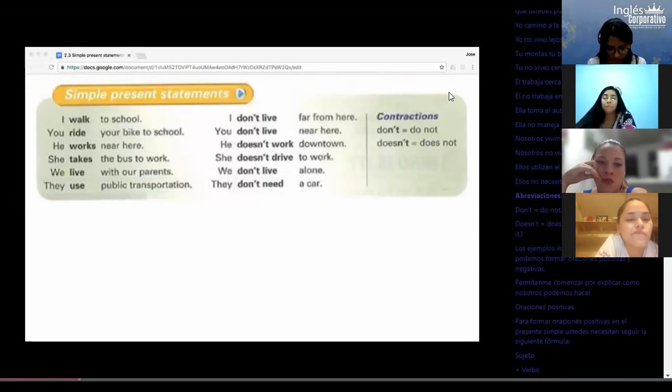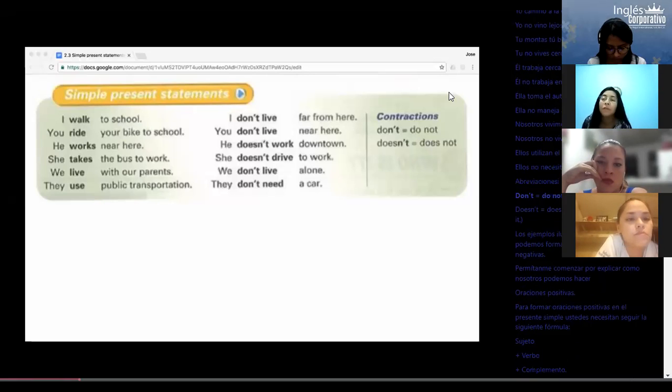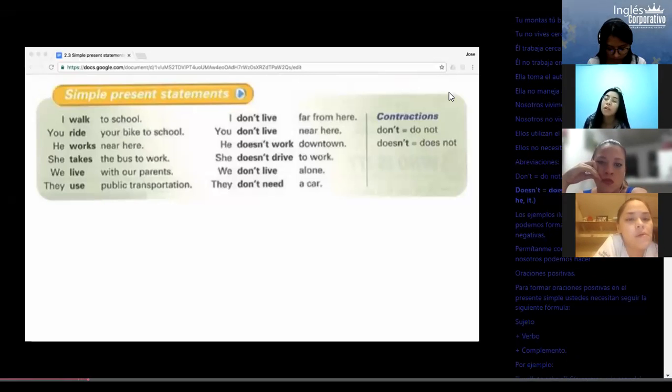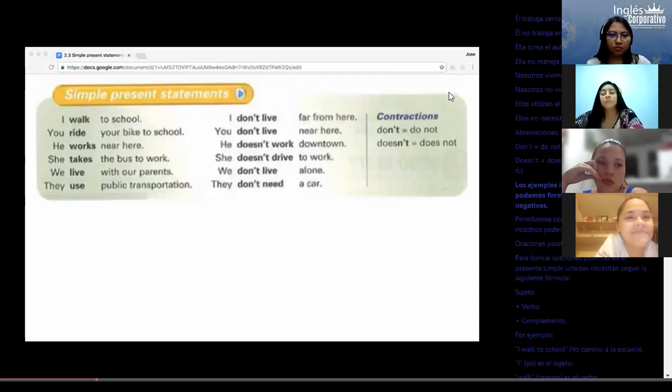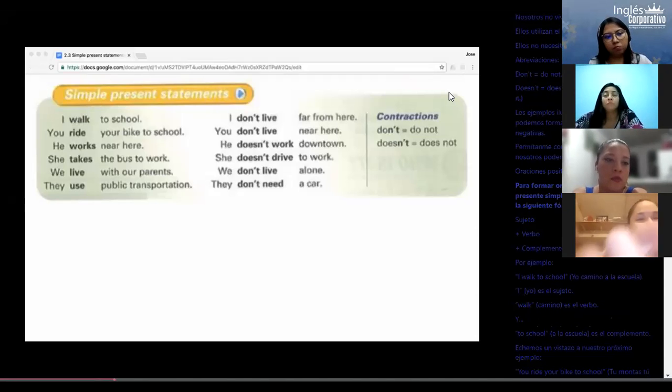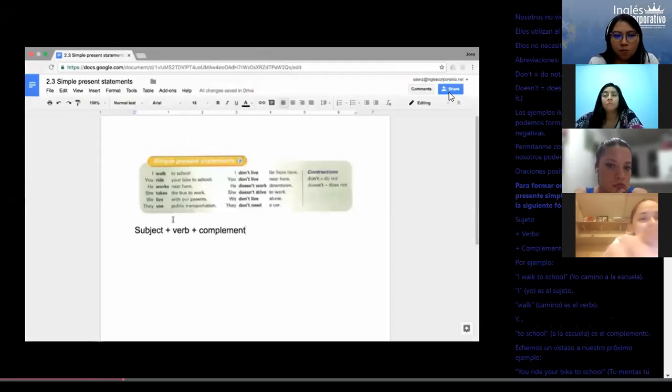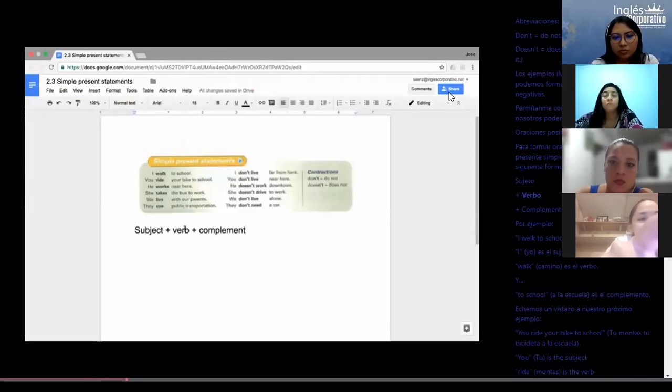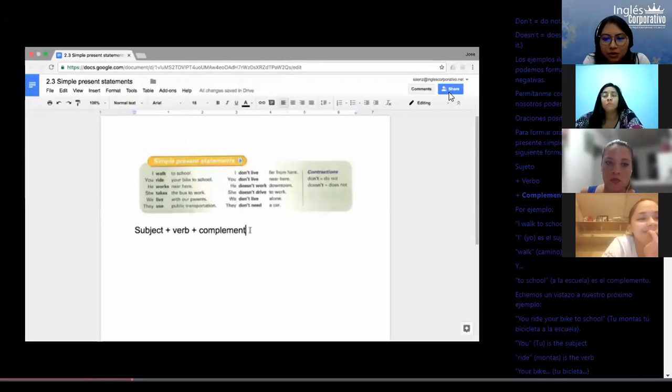Contractions. Don't equals do not. Doesn't equals does not. The examples illustrate how we can form positive statements and negative statements. Let me start by explaining how we can form positive statements. Okay, pay close attention to that. In order to form positive statements in the simple present, you need to follow this formula. Subject plus verb plus complement. Formula.